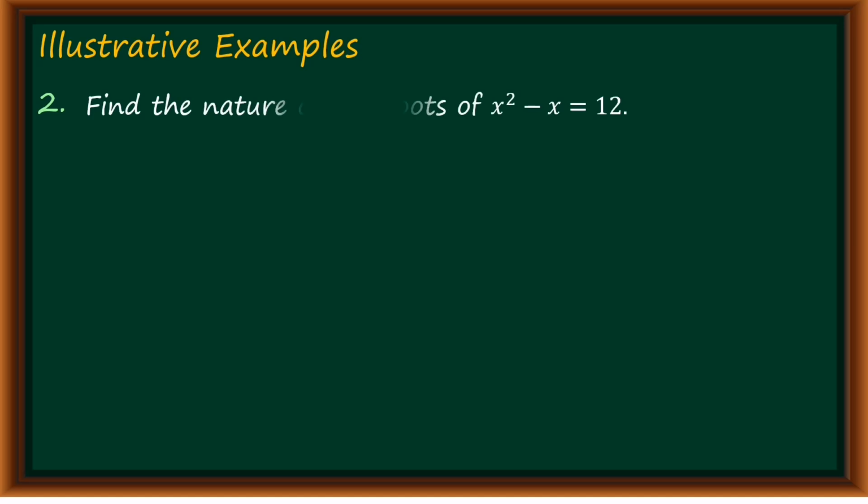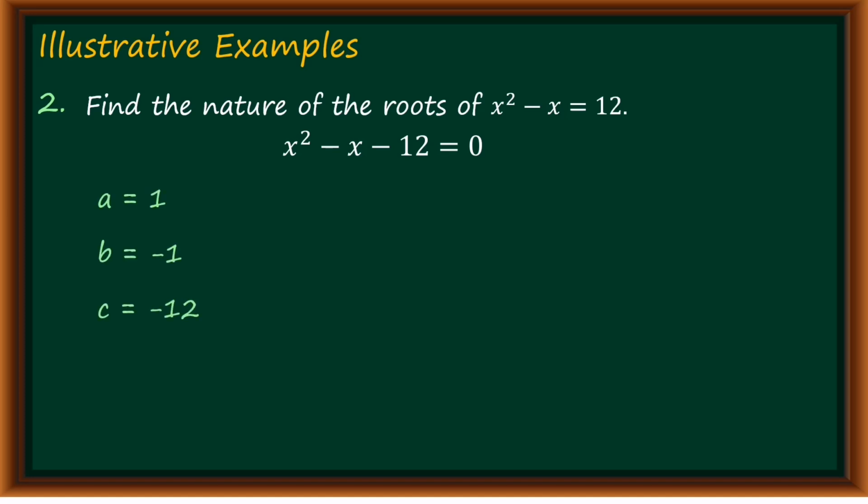Next, number 2. Find the nature of the roots of x squared minus x is equal to 12. As you notice, this equation is not written in the standard form. So we need to write this in the standard form. And that is x squared minus x minus 12 is equal to 0, where a is equal to 1, b is equal to negative 1, and c is equal to negative 12. Then let us substitute these values to the discriminant b squared minus 4ac, and then that is quantity negative 1 squared minus 4 times 1 times negative 12.